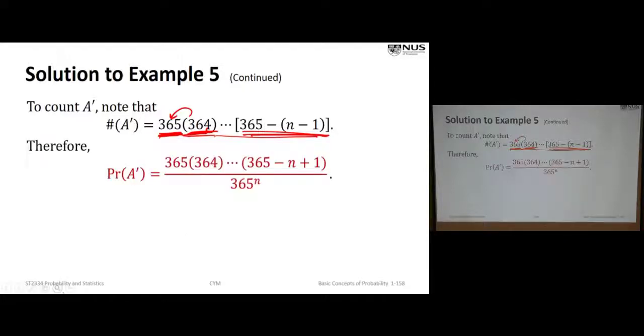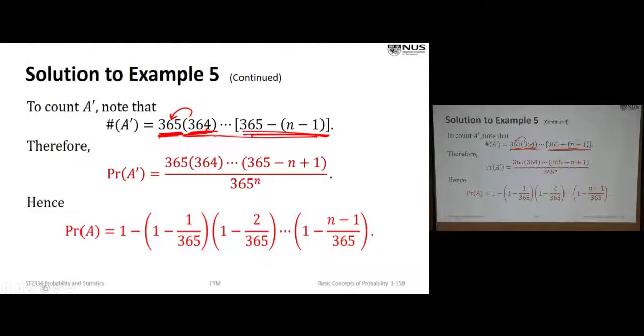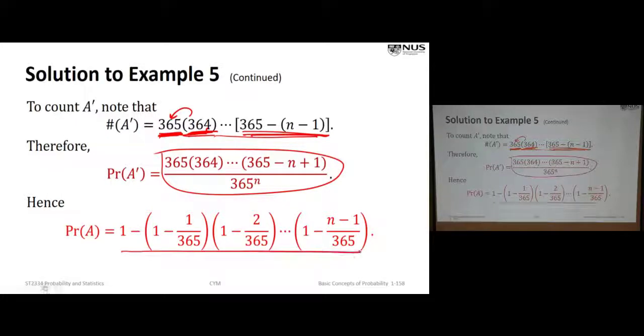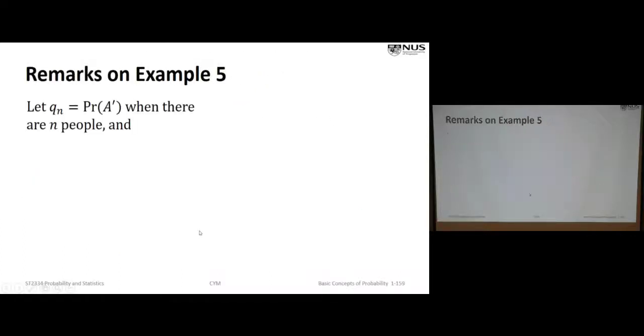So divide by the possible ways. So write it in a nice way. It will be like this. So this is the probability of having no two persons share the same birthday. Subtract it from 1, so this is the probability of at least two of them sharing the same birthday, or more than 2, or more than 2 days of the same birthdays. All right? So to appreciate it, let's look at this table.